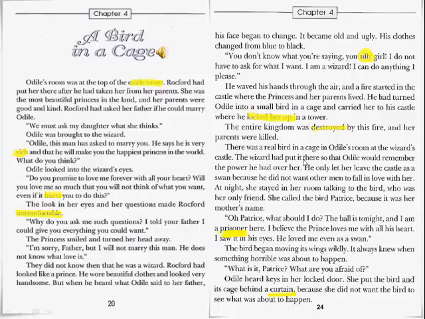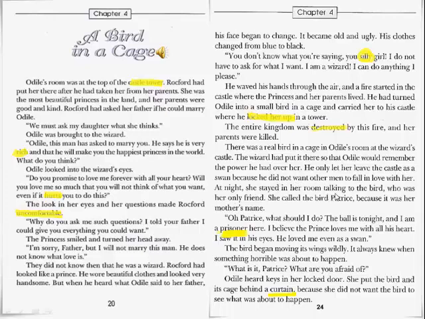There was a real bird in a cage in Odile's room at the wizard's castle. The wizard had put it there so that Odile would remember the power he had over her. He only let her leave the castle as a swan, because he did not want other men to fall in love with her.